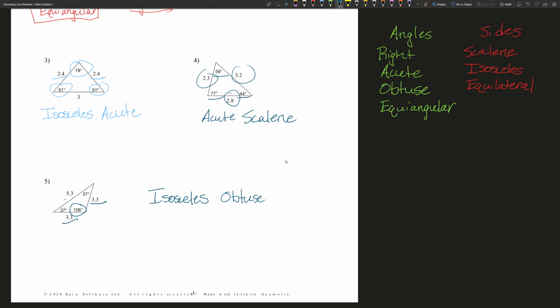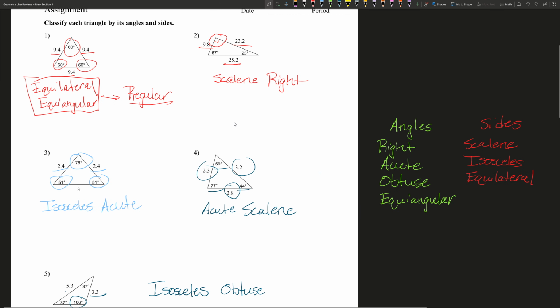Yes, for number one, you can just put regular. I'll take both of those answers. Regular is probably the better answer, but equilateral and equiangular is fine. A regular triangle is a triangle that is equilateral and equiangular. So both will do.